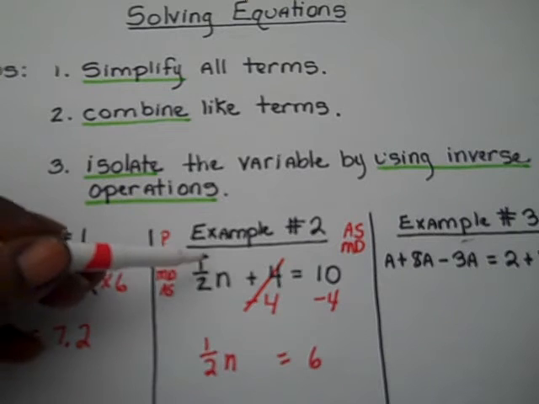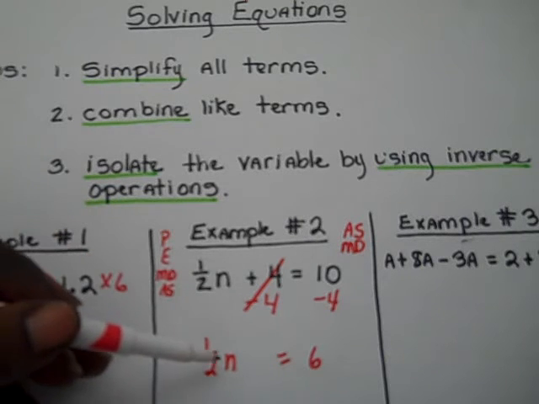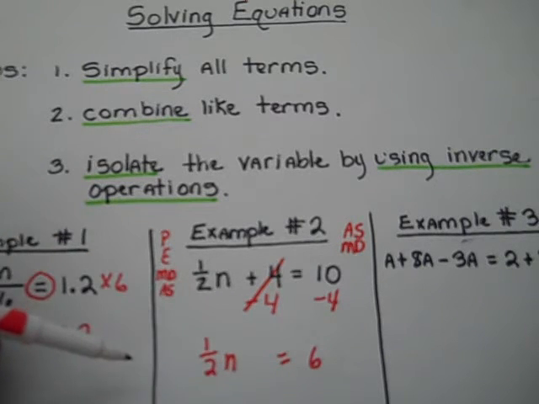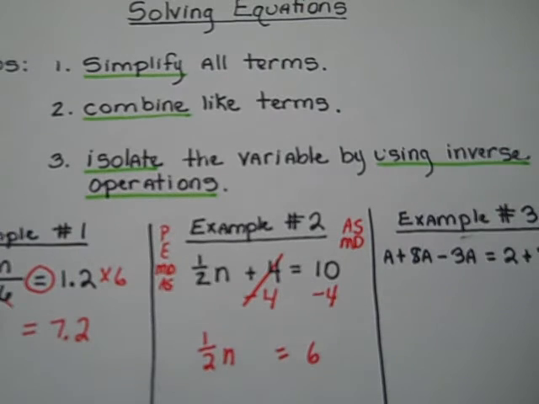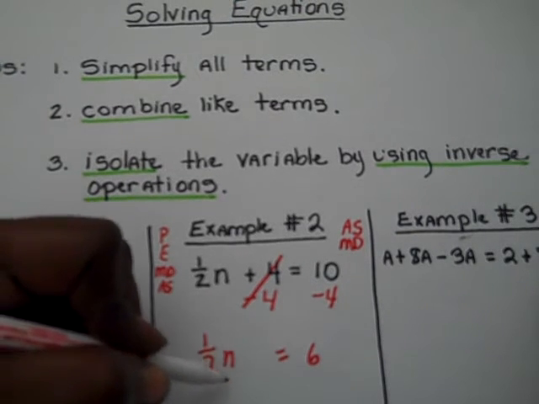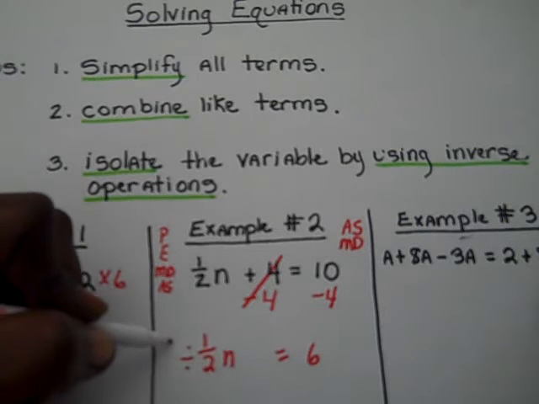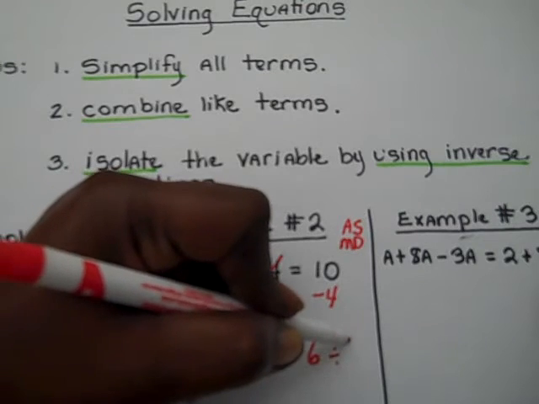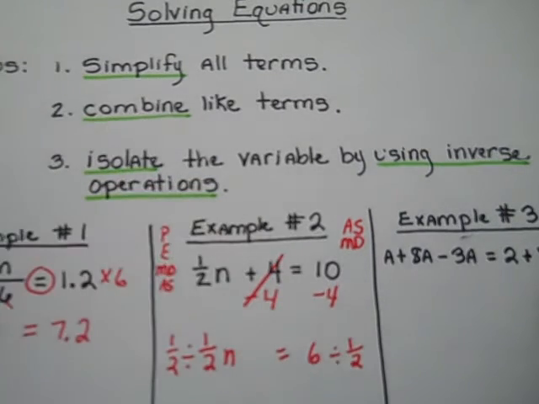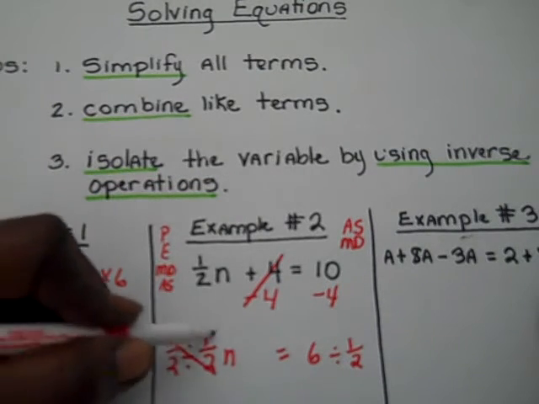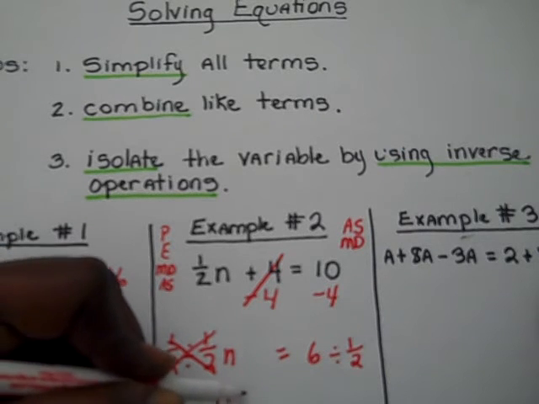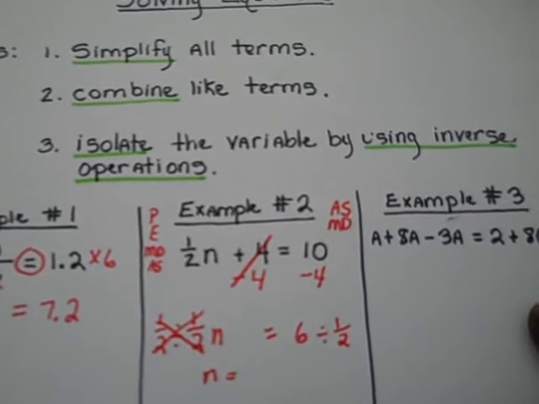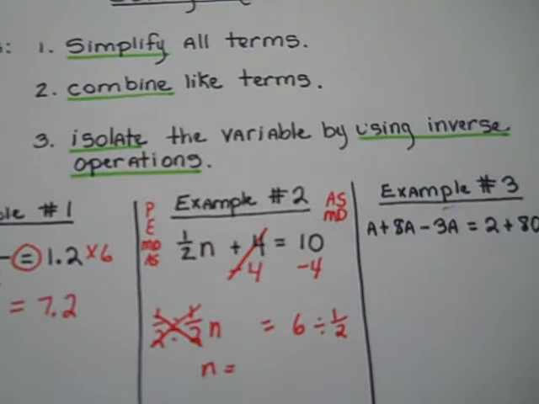And what we have here is a fraction, 1/2, being multiplied by n. So the inverse of multiplying n by 1/2 is to divide 1/2 on both sides of the equation. That cancels out, leaving me with n, which is what we wanted. So what we're left with is 6 divided by 1/2.